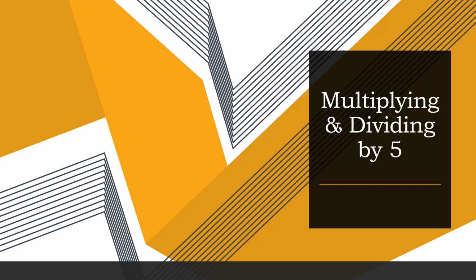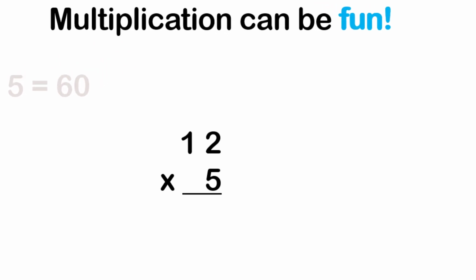Today, I will show you an awesome trick to multiply and divide by 5. First, let's look at multiplying by 5. Suppose you had to multiply 12 by 5. Most of you would know it's 60. But if you didn't, this is how you would multiply.